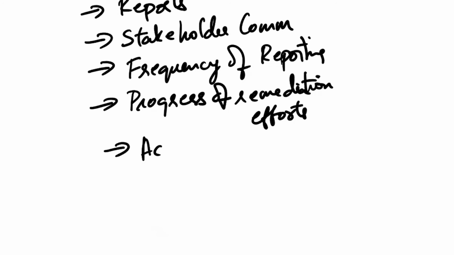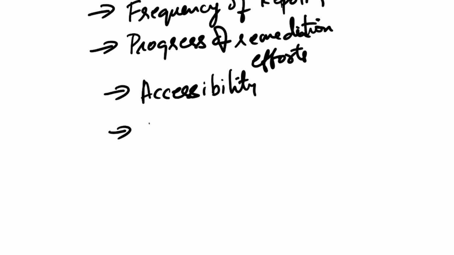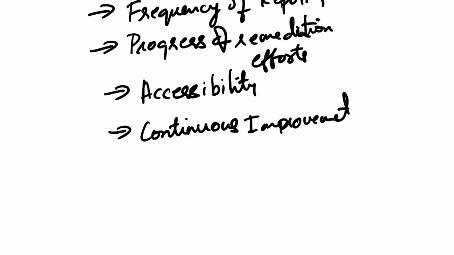Next, documentation accessibility. Ensure that the documentation is easily accessible for auditing purposes. Maintain proper records to demonstrate compliance with regulatory requirements and internal policies. Next, include recommendations for continuous improvement in the TPRM process based on the findings and lessons learned during documentation and reporting. This ensures that the TPRM program evolves to address emerging threats and challenges.